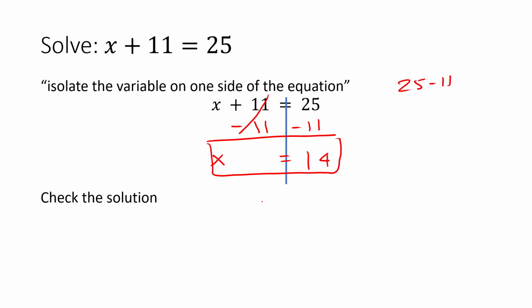However, you must always check your solution. How do we check our solution? Well, you're just going to plug 14 back into our equation. So instead of x plus 11 is equal to 25, you're going to have 14 plus 11 is equal to 25. If you simplify this, you'll get 25. And since 25 is equal to 25, our equation is correct.